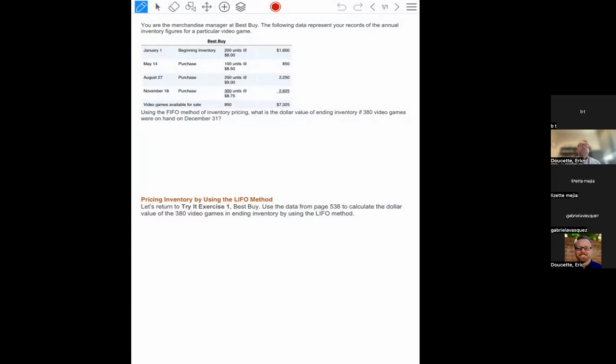All right, now we're on the right page. So we're going to look at this first problem here. It says you're the merchandise manager at Best Buy. The following data represents your records of the annual inventory figures for a particular video game. Using the FIFO method of inventory pricing, what is the dollar value of the ending inventory? That's the thing you're looking for. If 380 video games were on hand on December 31st, meaning that is my ending inventory. That's what I still have left, correct?